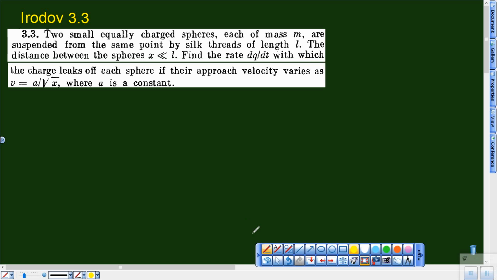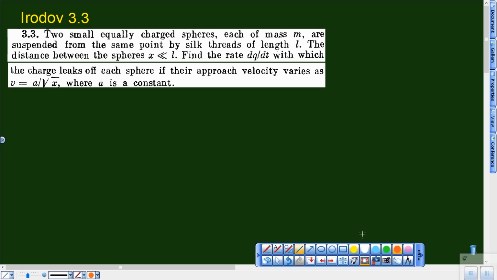So this is two small equally charged spheres, each of mass m, suspended from the same point by silk thread of length L. The distance between the spheres, which is x, is much smaller than L. Find the rate dq by dt with which the charge leaks off each sphere if the approach velocity varies as v is equal to a upon root x, where a is a constant. Again, it is quite similar to the previous one which I have taken in the previous lecture.